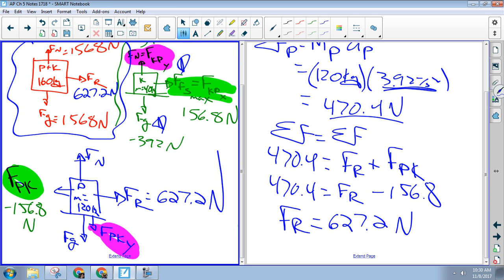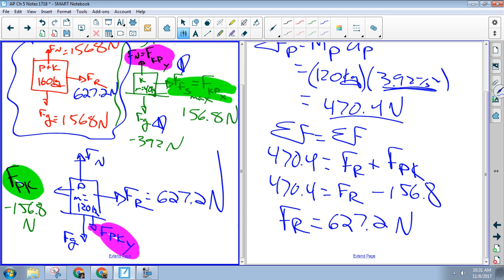Okay. So number 2 says, all right, so what we just discovered is if we push with 627, they both move together. Okay? So number 2 says, what if we only push with 480? Basically, if this force is 480, they'll still move together, so you get a smaller acceleration. I think it turns out to be 3.